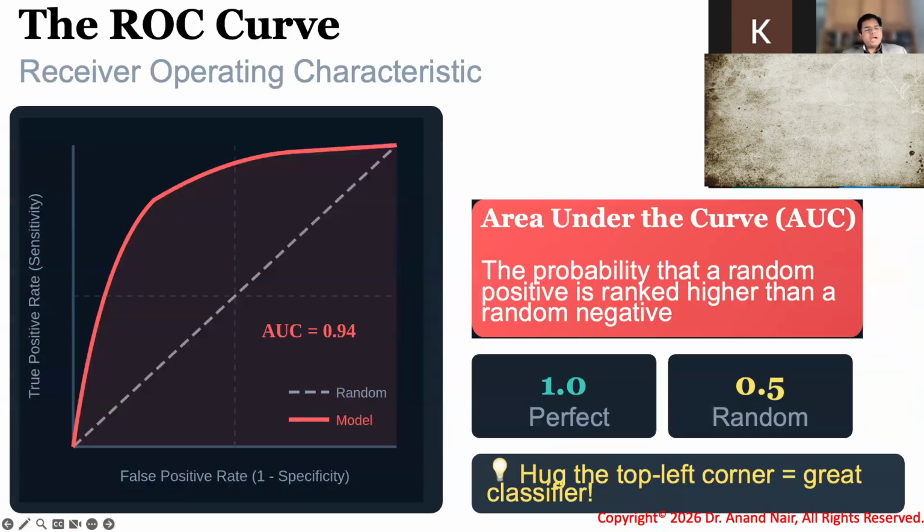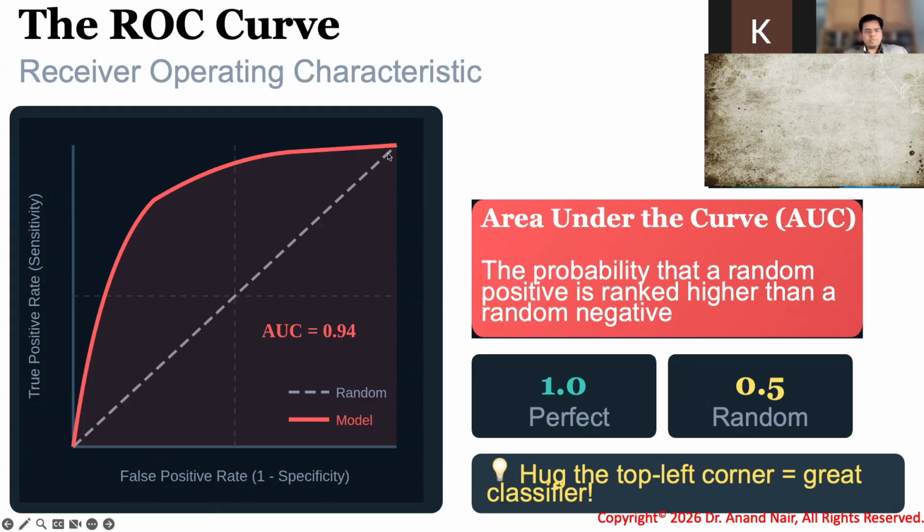Now, the ROC curve is the receiver operating characteristic curve, a very important and elegant tool in classification evaluation. On the y-axis, we will have sensitivity, the true positive rate, and on the x-axis, we will have 1 minus the specificity, which is the false positive rate, right? So those are the two dimensions that it always uses.